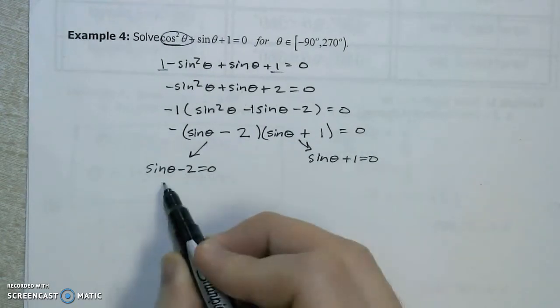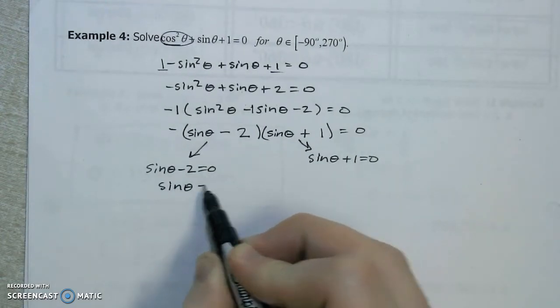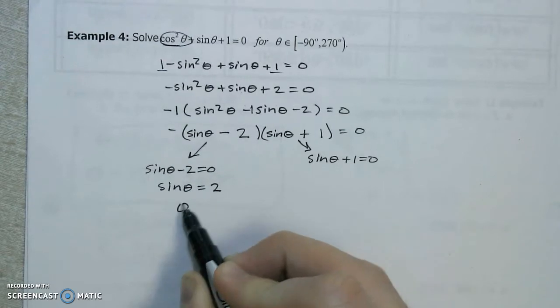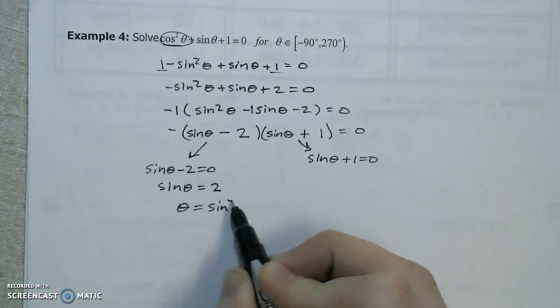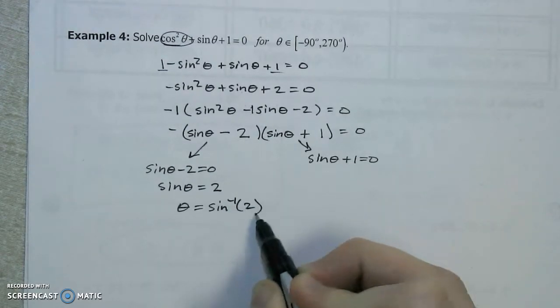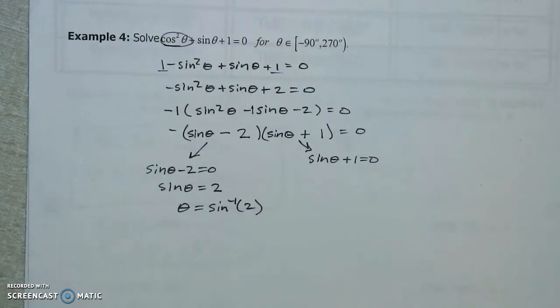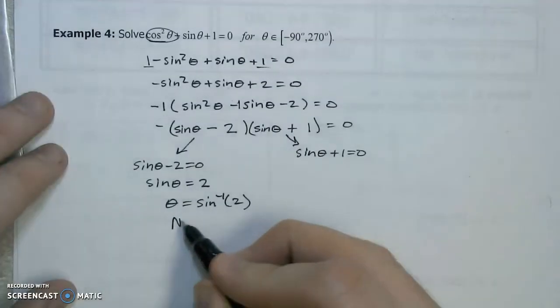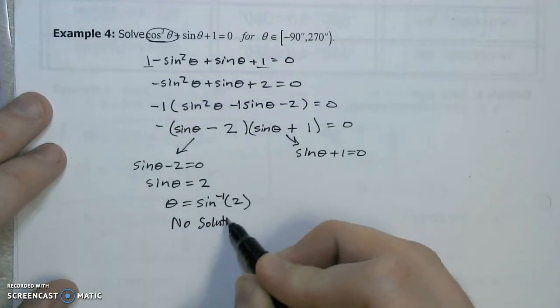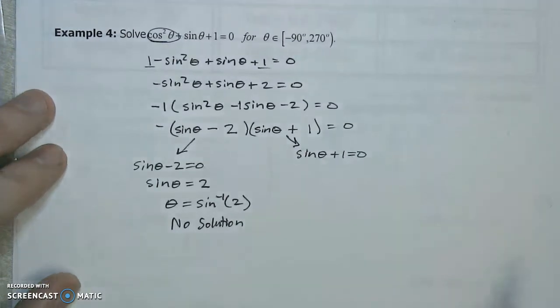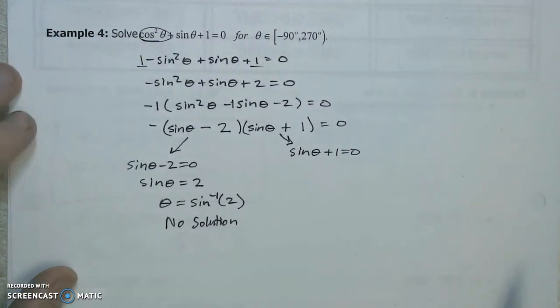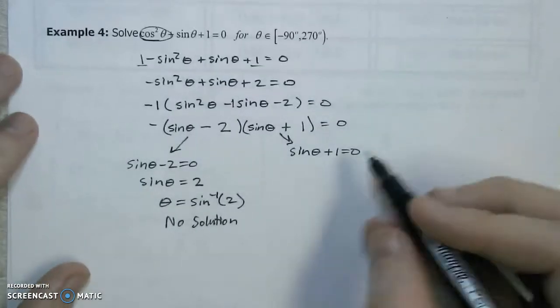So here I'm going to add 2 to the other side. I'm going to do inverse sine to get theta by itself. Just general solving. And then I'm going to look at my table and see where does sine equal 2. And if I look through here, sine never has 2 as an answer. So this leads to no solution. There's never going to be a time where sine equals 2. So there's no theta that gives you that. Well, we still have this one over here. Maybe this will give us an answer.